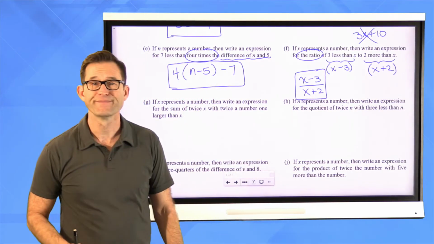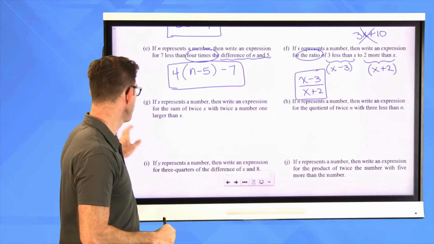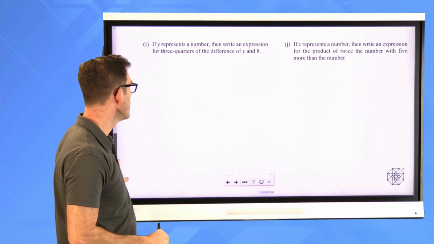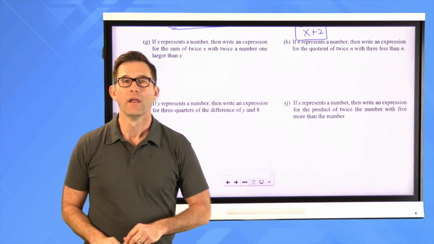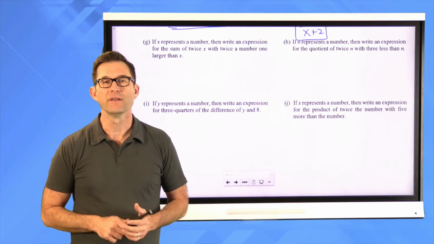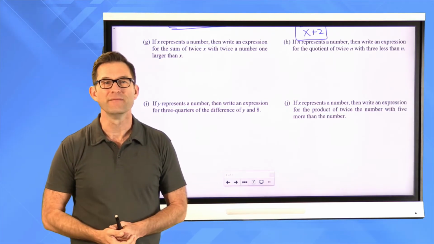All right. Let's do a couple more. Man, these never end. Oh, there they end. Great. Why don't you try letter G and letter H on your own, and then we'll come back and do them again.